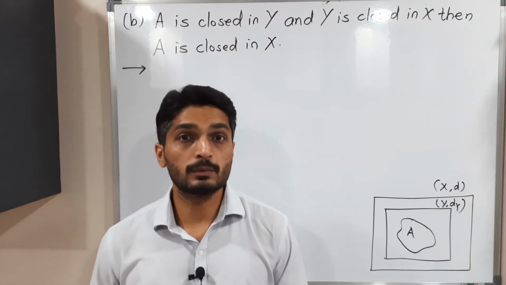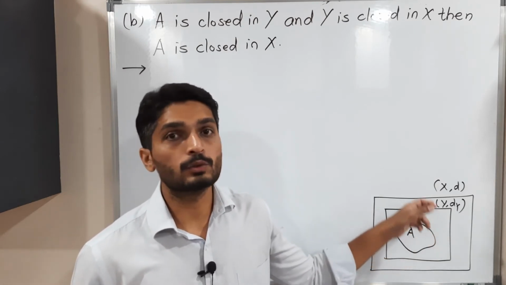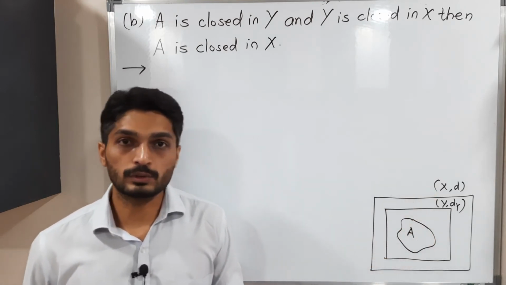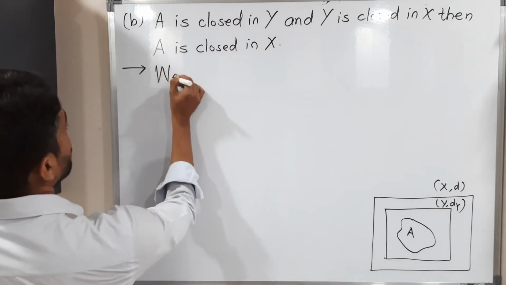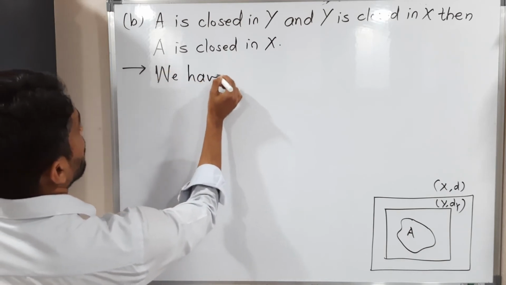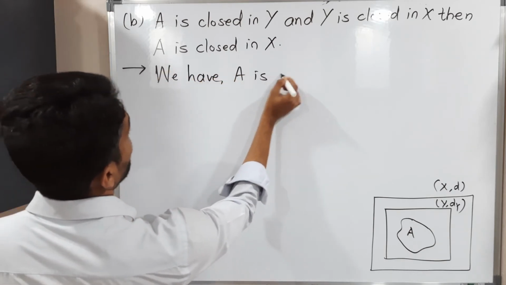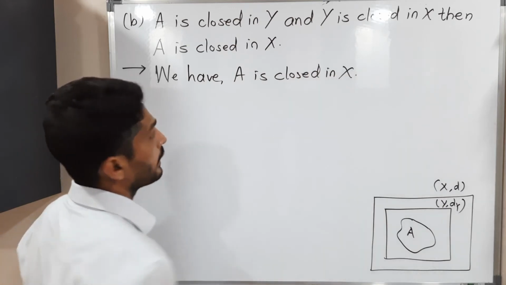A is closed in Y. Same diagram I will continue. A is closed in Y, Y is closed in X. Then we have to prove A is closed in X. Let us start with the given information. We have A is closed in X.